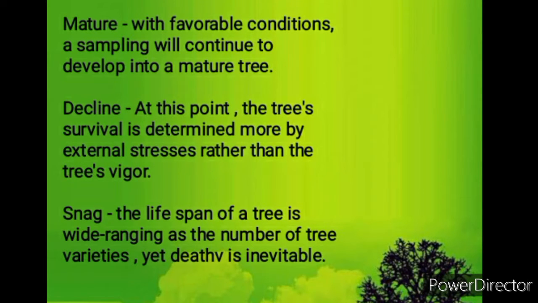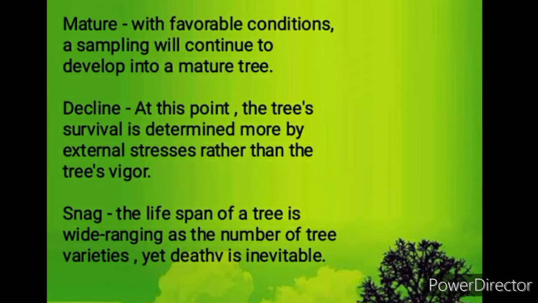Let's continue. Mature: with favorable conditions, a sapling will continue to develop into a mature tree. During this stage in the cycle, each tree will grow as much as its species and site conditions will permit. In addition, flowers develop, reproduction ensues, fruits form, and seed dispersal can now occur. The optimum time to harvest trees for forest products beneficial to people is during this stage in the life cycle.